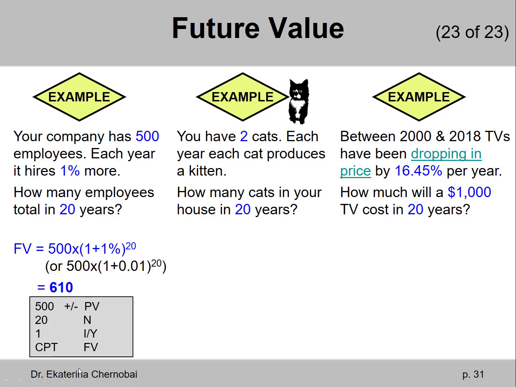And these are the keys you would press in the financial calculator. Again, in no particular order, you would enter PV, N, and IY. And then at the end, you press compute FV.